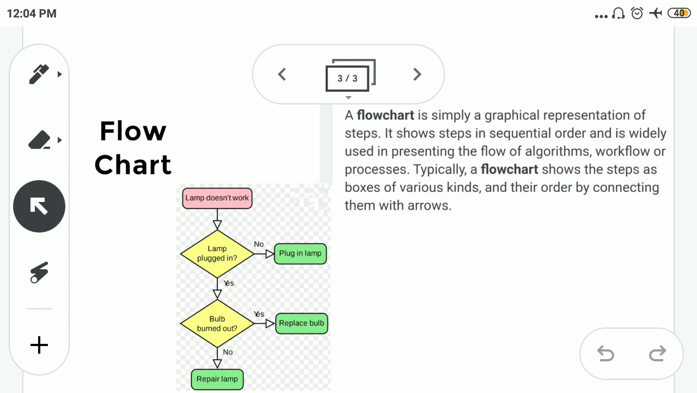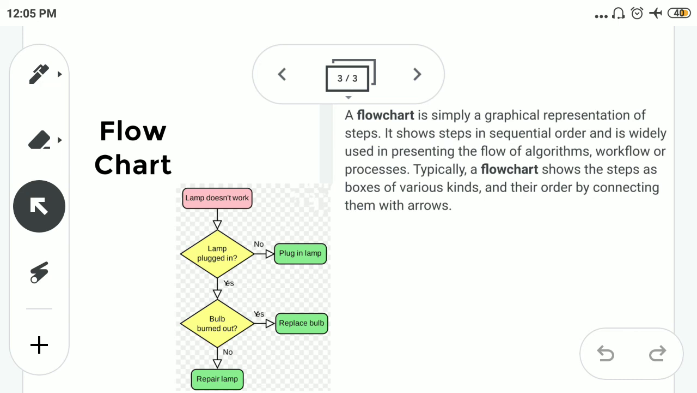A flowchart is simply a graphical representation of steps that shows steps in sequential order, and is widely used in presenting the flow of an algorithm, workflow or processes. Typically, flowcharts show the steps as boxes of various kinds, and their order by connecting them with arrows.